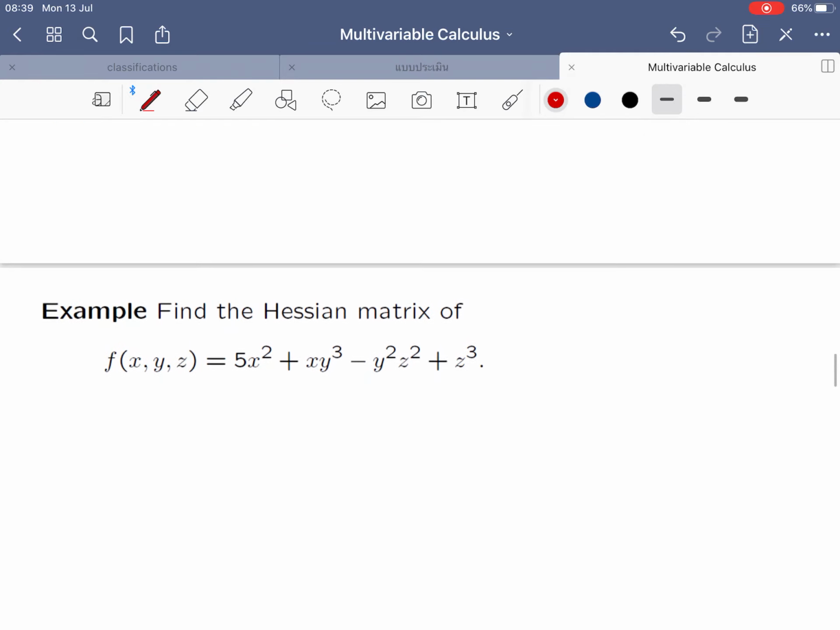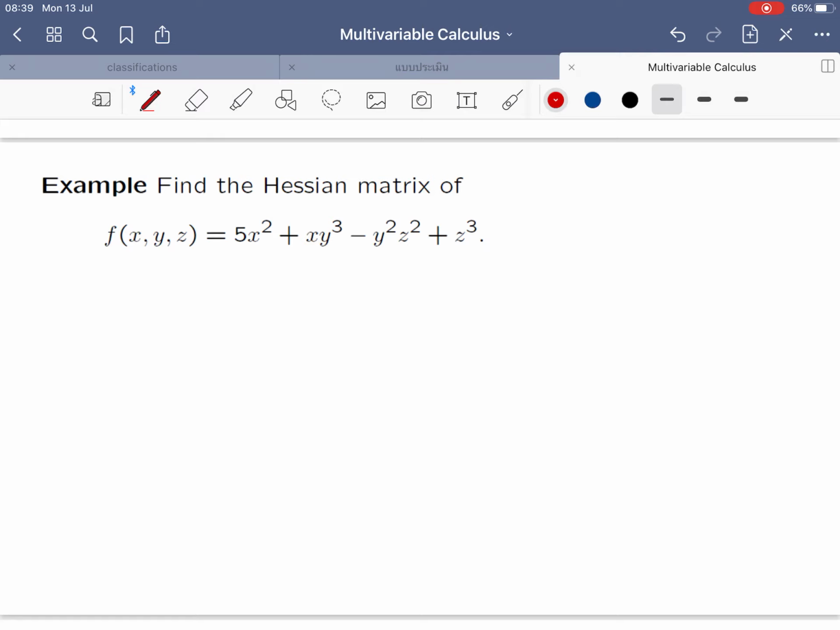So for example, if you want to find the Hessian matrix of this function, let me arrange it as a matrix, but it will be a pretty big matrix. This is, as we told you, the x, the y, and the z row, and you have the x row right here. You need to find f sub x first. Here you have 10x, there you have y cubed, and there you have 0.